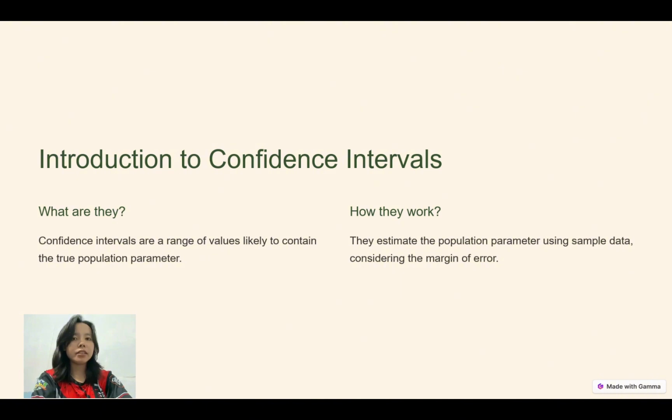That's a confidence interval. We use sample data to make this guess, and the margin of error shows how much our guess might be off.